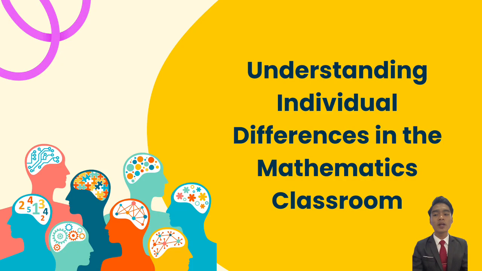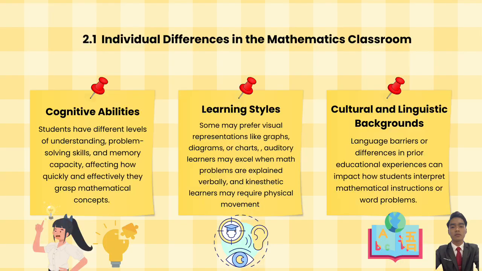In any classroom, students come with various backgrounds, abilities, and learning preferences. These individual differences can greatly influence how they understand and engage with mathematical concepts. By acknowledging and addressing these differences, educators can create a more inclusive and effective learning environment that supports the success of all the students in the classroom. There are 5 aspects of individual differences in the mathematics classroom.